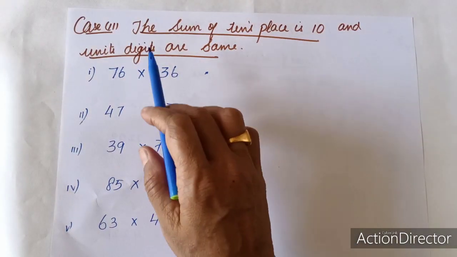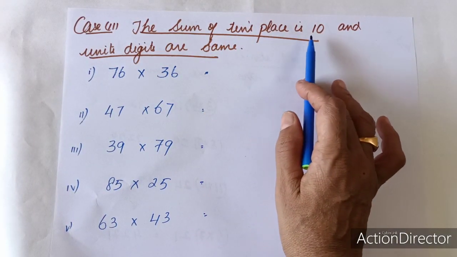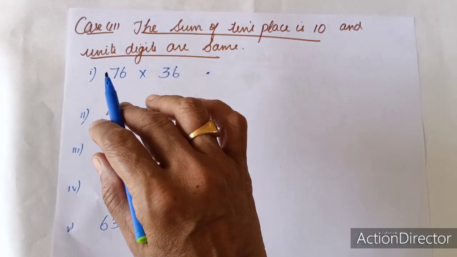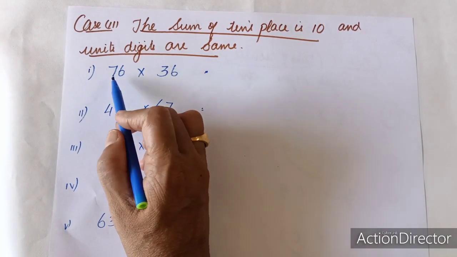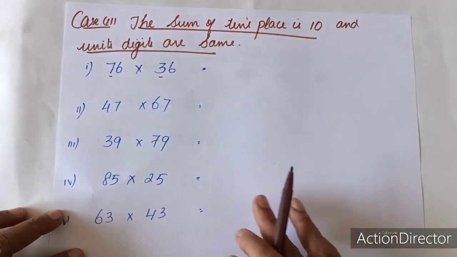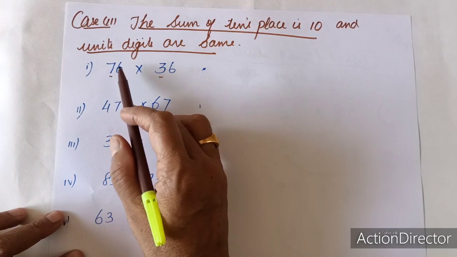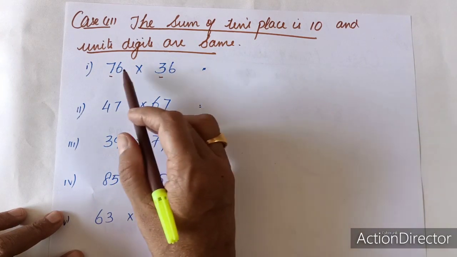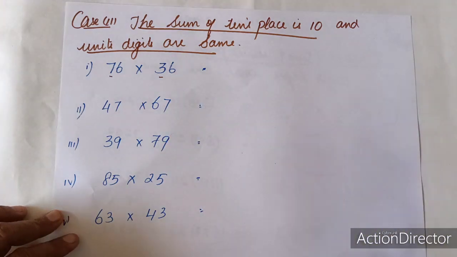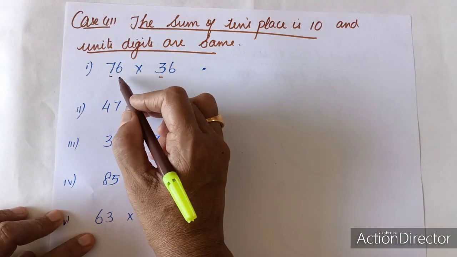Moving on to case 2. The sum of the tens place is 10 and the unit digits are same. It is the exact reverse condition of case 1. Here if you are going to observe, the tens places are 7 and 3. So 7 plus 3 is 10 and the unit place is same. Here also 6, first number, second number also unit place is same. So in this case, let us see how to do the trick.